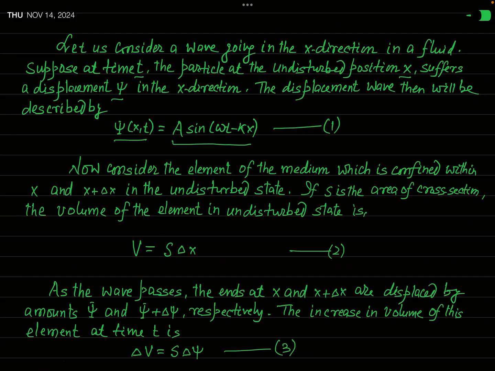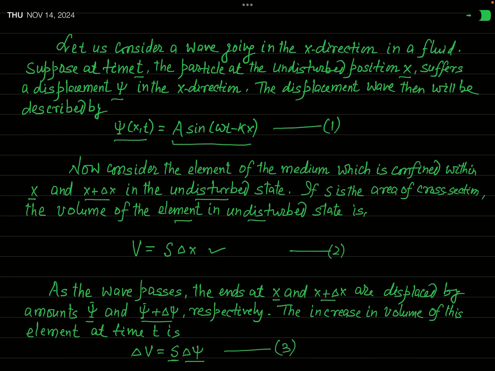I have mentioned that we consider the element of the medium which is confined within x and x plus delta x in the undisturbed state. If S is the area of cross section, the volume of the element in the undisturbed state will be V equal to S delta x. But as I have told you, as the wave passes, the ends at x and x plus delta x are displaced by psi and psi plus delta psi respectively. So what will be the increase in volume? When we multiply the area of cross section by the increase in displacement, we will get the increase in volume. This is an elementary method. This was actually found by Taylor's expansion in my previous video. That was a rigorous method.